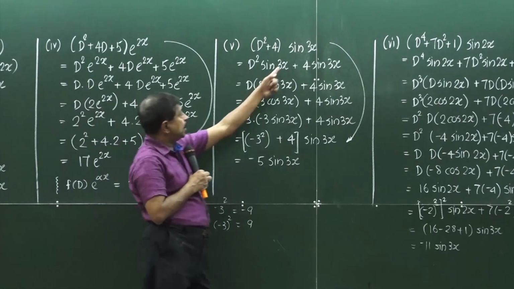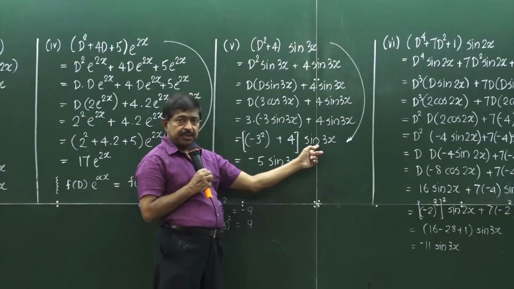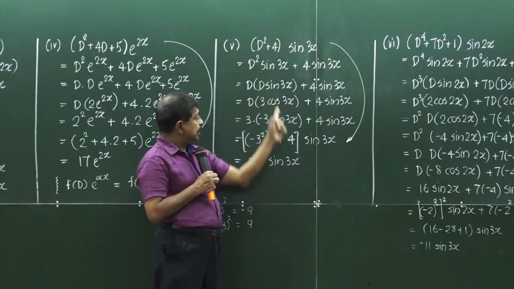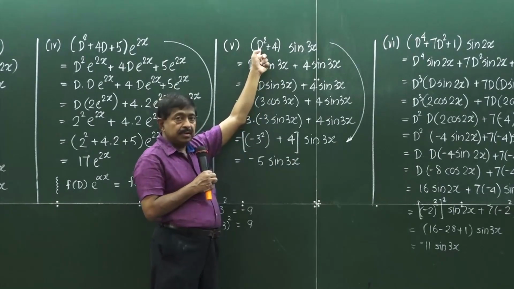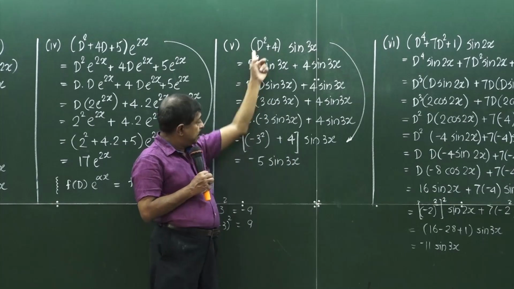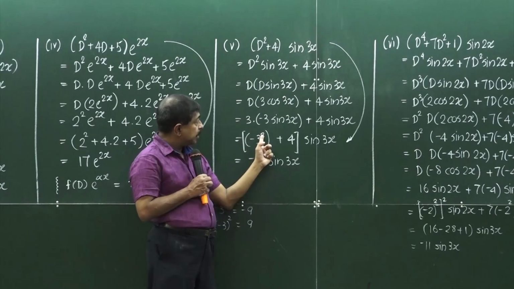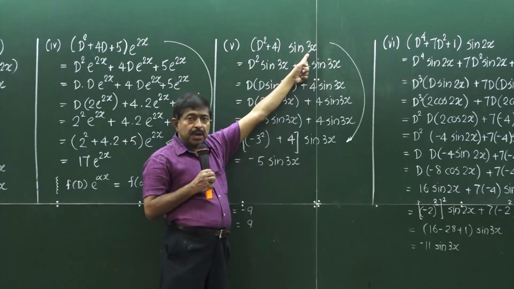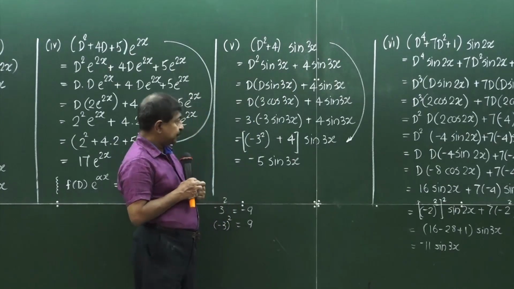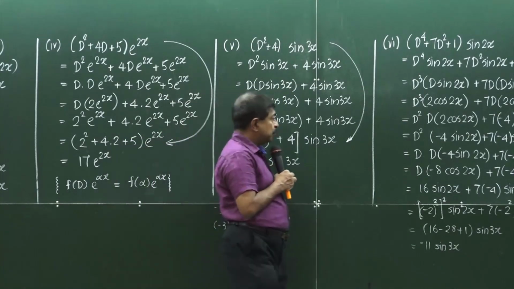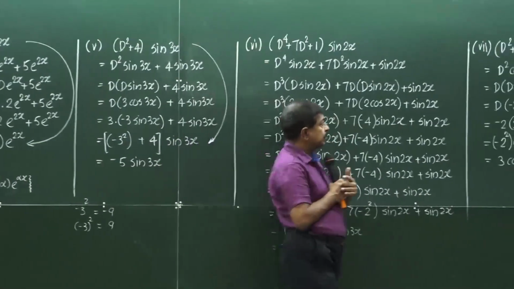Look, you have sine 3x. You have this in terms of sine 3x. You have 4 here. It's kept intact. But what about this one? D squared is replaced by minus 3 squared. 3 is what? The angle you have here, like the constant you have here. Okay. We'll do one more. We'll later take care of this one.